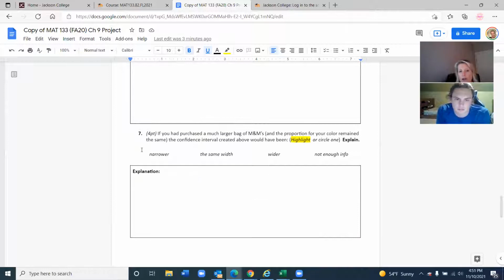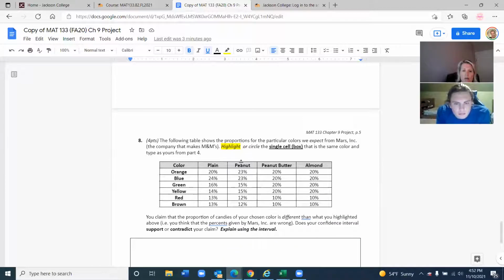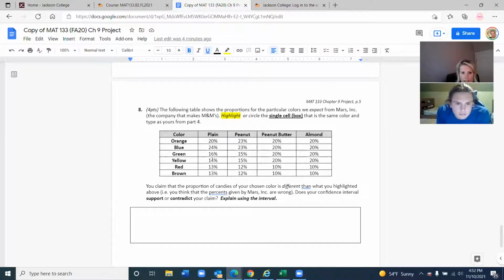Then question 7, sorry, is asking a question about if you had a bigger bag of candy with a higher sample size, what would happen? Then question 8 says, find your square. So if I picked peanut, which I would, and I like the color green, then I would highlight this 15% because the company says that 15% of the candies in the peanut M&Ms would be green.